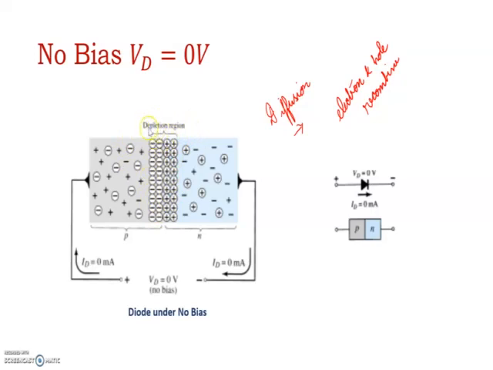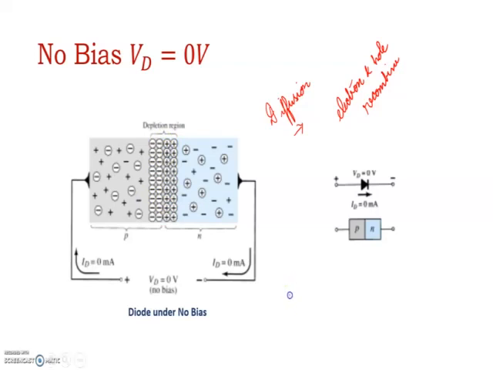Why is it called depletion? Depletion means absence. Free charge carriers are absent. In this region, we don't have any free electrons or free holes. Only the ions will be present. These ions form the barrier, or I can say barrier potential, because in the N side we have positive ions, in the P side we have negative ions. Thereby there will be a voltage built at the junction.